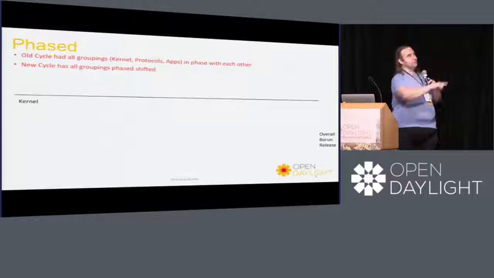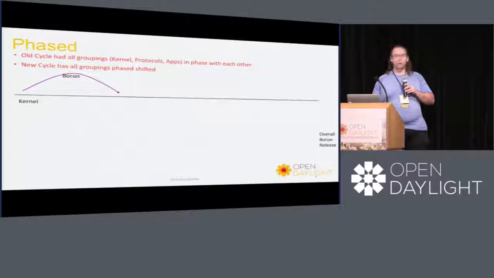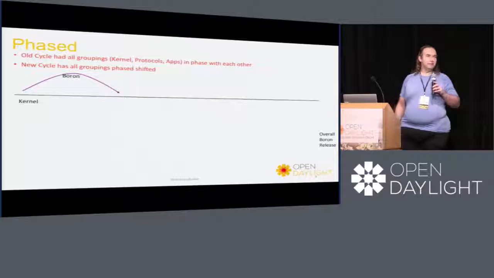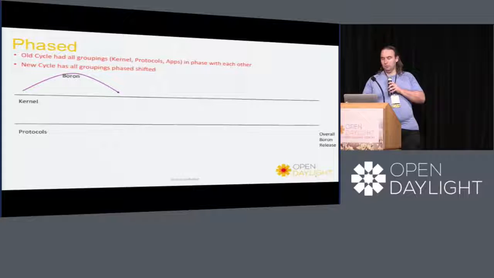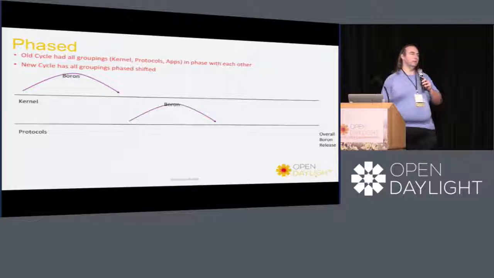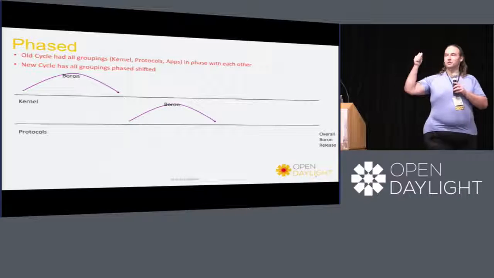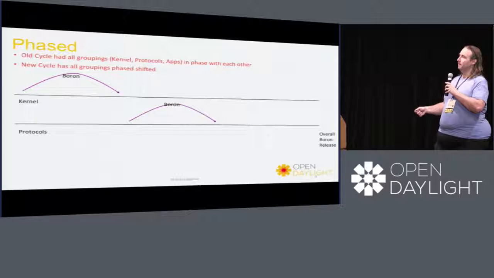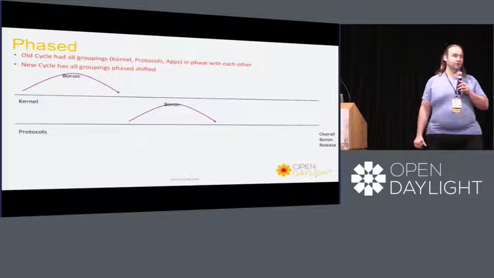So if the line you see on the screen represents the kernel projects, the kernel projects would spend 2 months and they'd release their Boron release. Then the protocols, 2 months later, would release their Boron release. And from the place that you get the release from kernel, protocols begins consuming release artifacts from kernel.